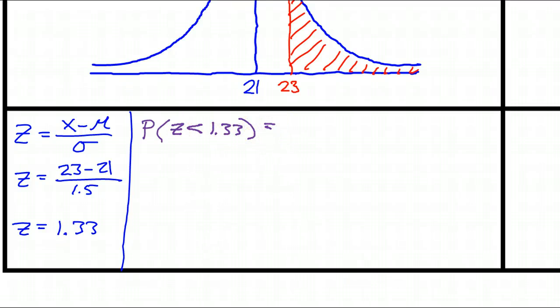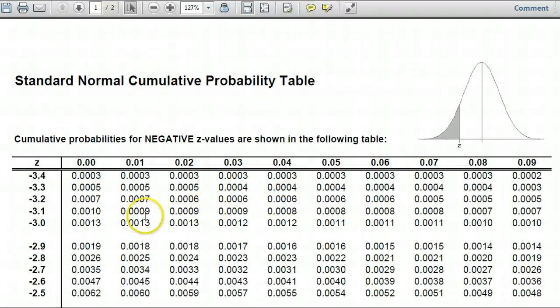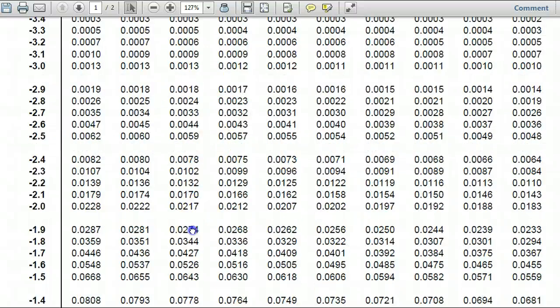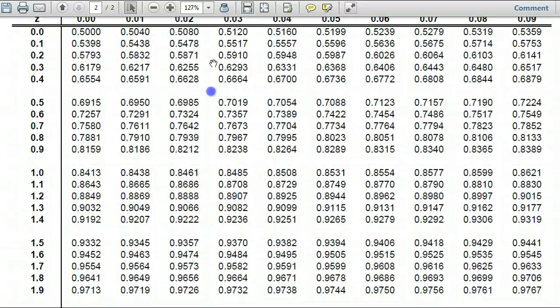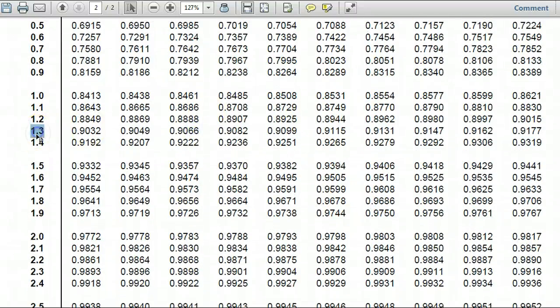So if I use the table and I find my value, here I go, positive 1.33, so I need to be on the positive side of the chart. So here's 1.3. So this is 1.30, 1, 2, 3. This is the proportion off the table, 0.9082.